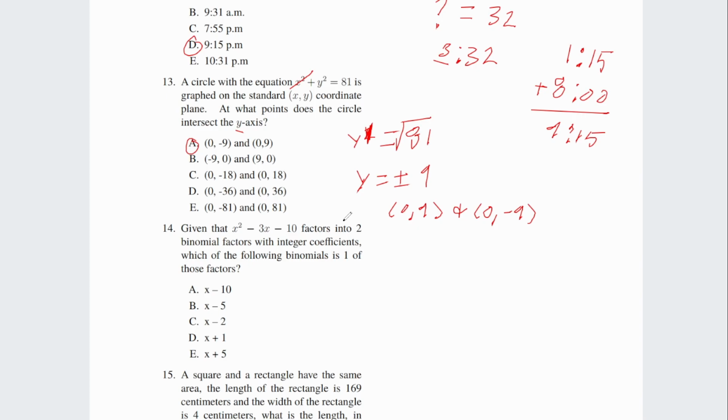So this is one of these questions that could take a lot of time if you went through and tried to graph a circle and tried to point it out. But it's really very simple if you think about what is going on with the point where the circle intersects the y-axis, what it means to intersect the y-axis.